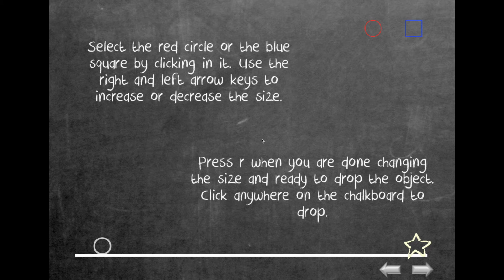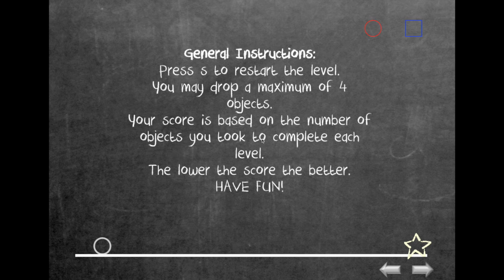You can increase and decrease the size of your red circle and blue square by using your arrow keys, and once you're ready to drop the object, you just drop it wherever you want on the board. Some general rules: your score is based on the number of objects you took to complete each level. Obviously the lower score the better, because that means you moved the mover in the most effective way possible. You also have a limit of 4 objects that you can drop on your screen, and this adds a certain level of difficulty to the game.